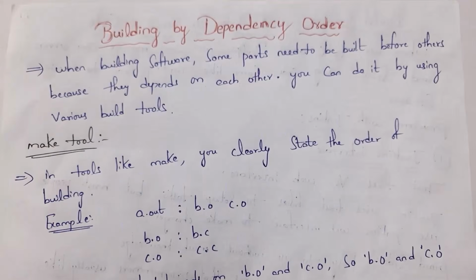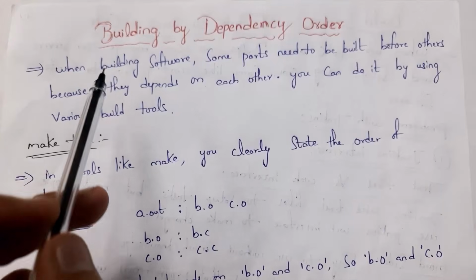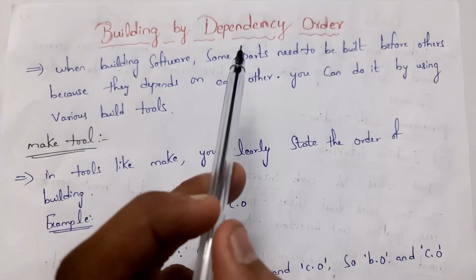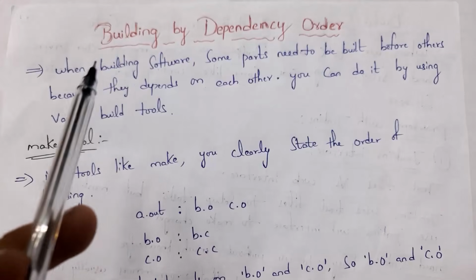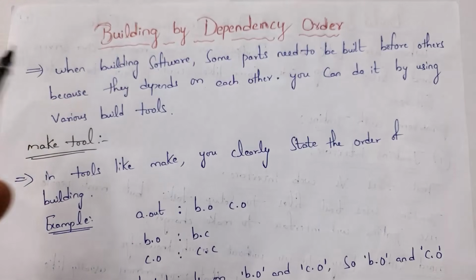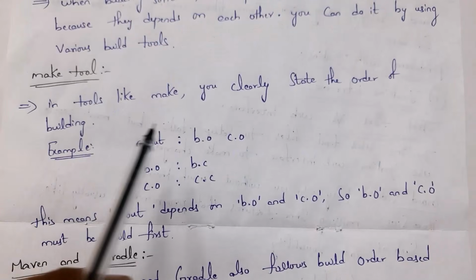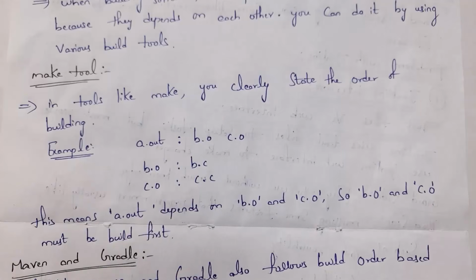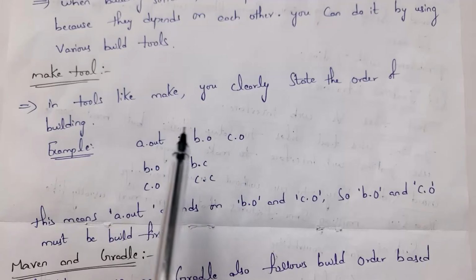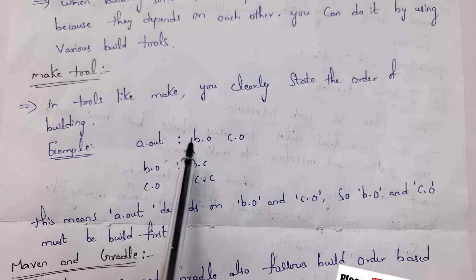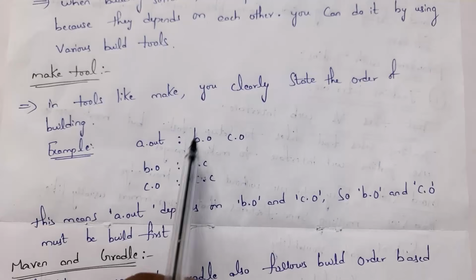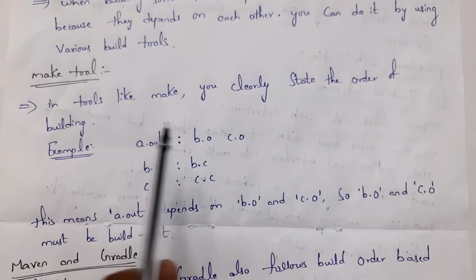And the last topic is building by dependency order. When building software, some parts need to be built before other parts because they depend on each other. And you can do it by using various build tools. I'll give an example. Let us say there are 3 files in total. One is file A, next one is file B, and next one is file C. For example, let us say file A depends on file B and file C. So at that time, at first you need to build B and C. Only after building file B and file C, you go to file A. Because A depends on B and C.